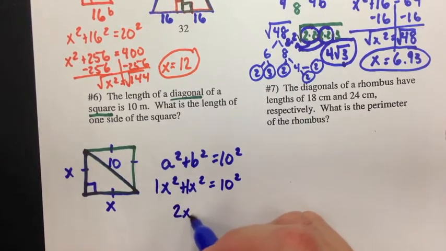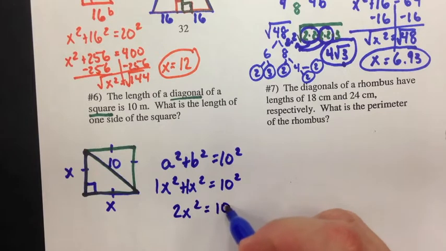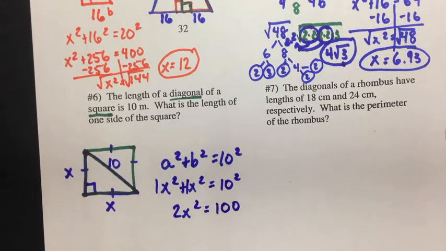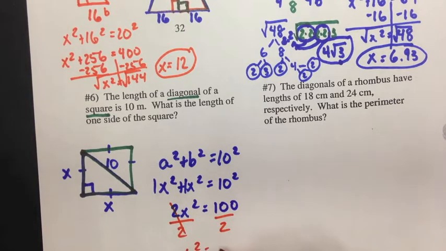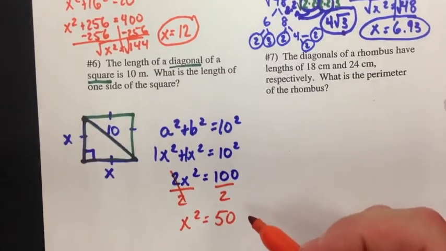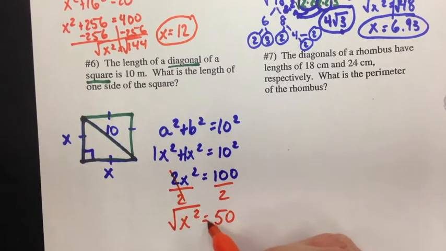That's 2x squared equals 100. Now before you take the square root, we have to get rid of this 2 in front. That's 2 times x squared. So to undo that, we divide by 2. We get x squared equals 50. Now we can take the square root of both sides.